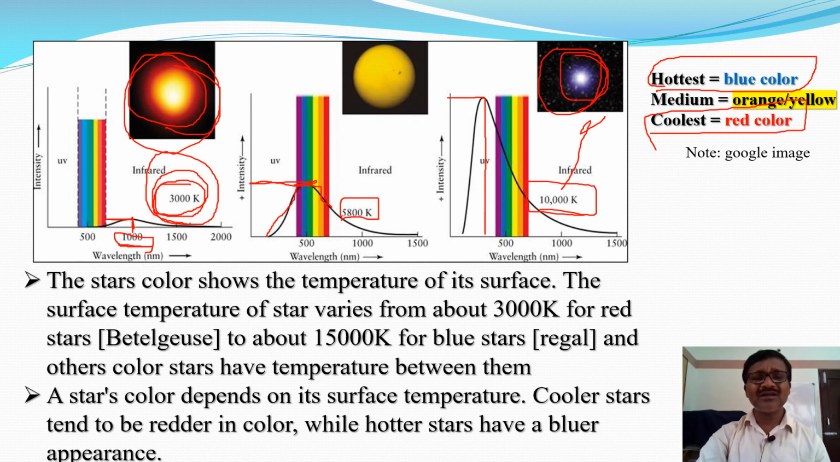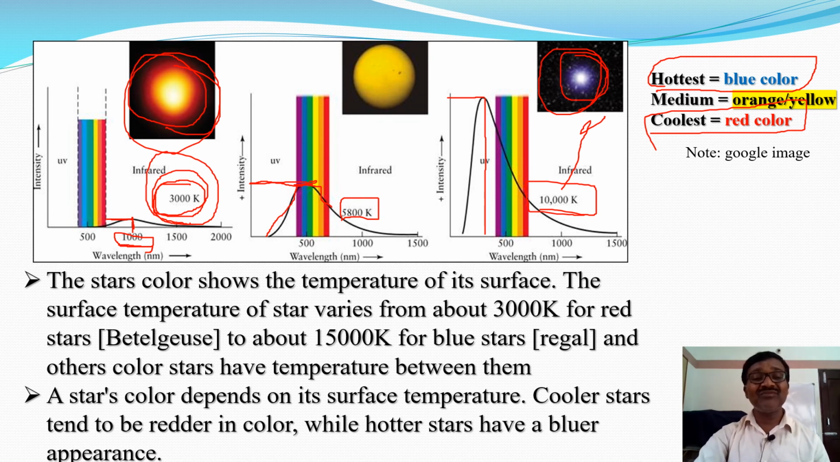Therefore, the star's color shows the temperature of its surface. By the color, we are going to decide what the temperature is. Red stars have a surface temperature of 3000 Kelvin. Blue stars appear blue in color, and these stars have a surface temperature of more than 10,000 Kelvin, such as 9,000 or 11,000 Kelvin.